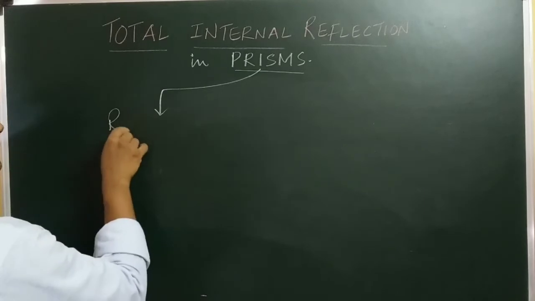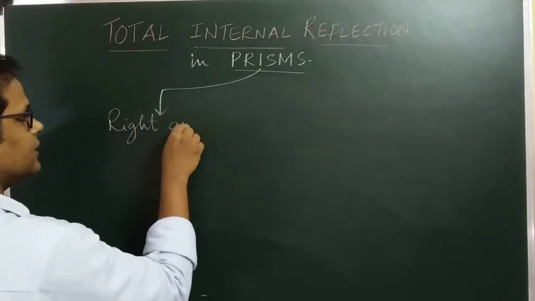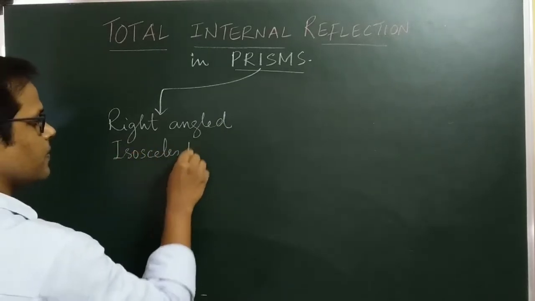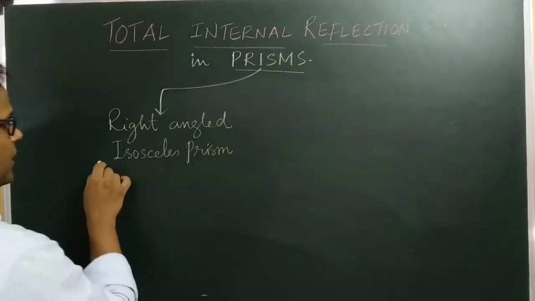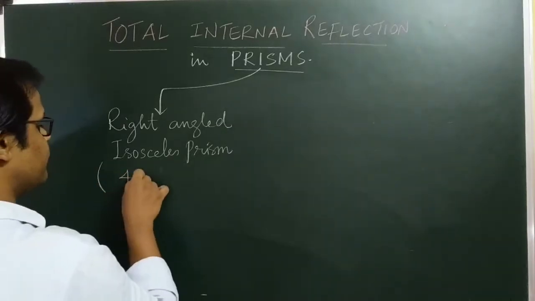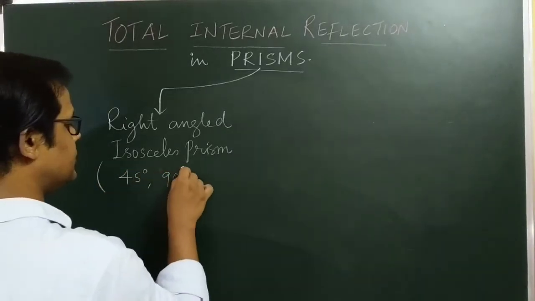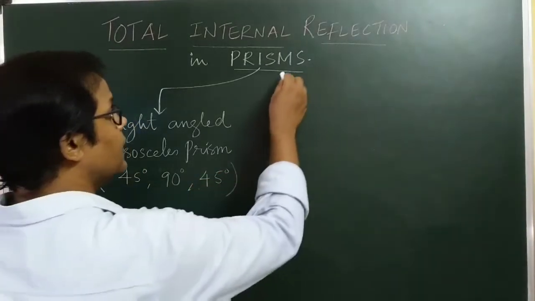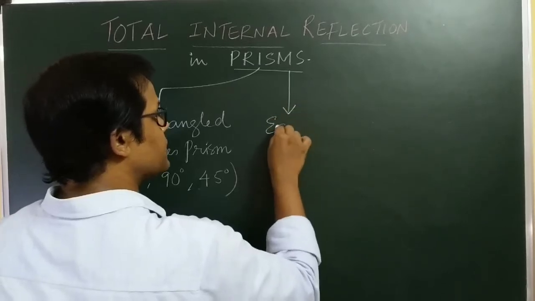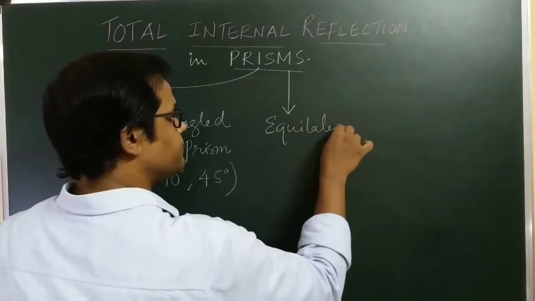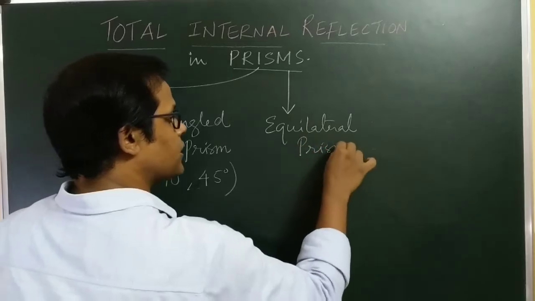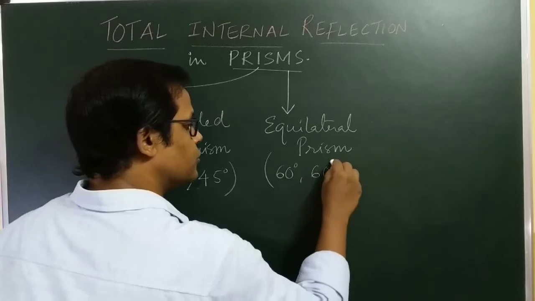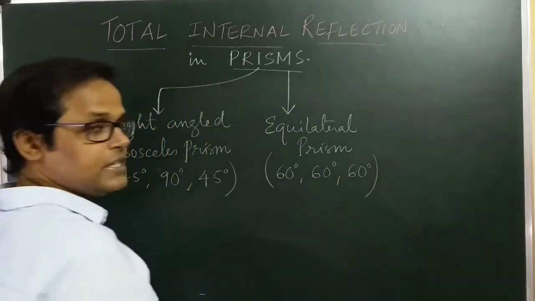One is the right angled isosceles prism. The right angled isosceles prism is also familiarly known as the 45, 90, 45 degree prism. This is one prism we are about to discuss. Then we will discuss what happens in an equilateral prism. As the name itself suggests, all the three angles will be exactly equal to 60 degrees each. So it is 60, 60, 60.